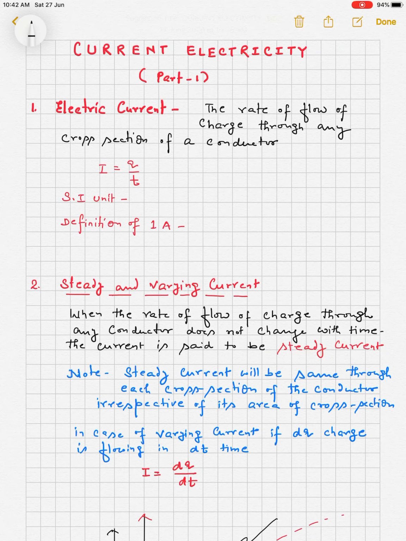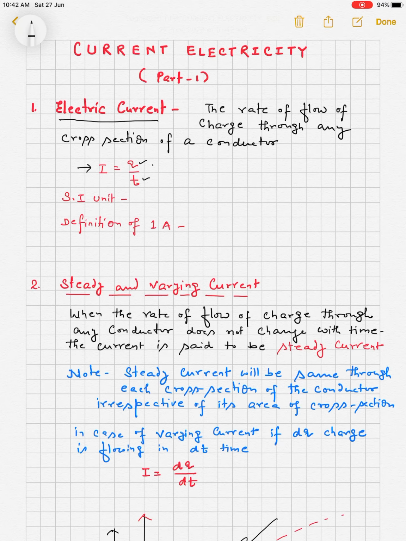The third chapter of NCERT is current electricity. So first we take electric current. The rate of flow of charge through any cross section of a conductor is called electric current. The relation is I is equal to Q upon T. Q is the charge and T is the time.